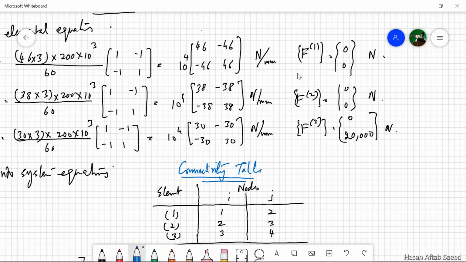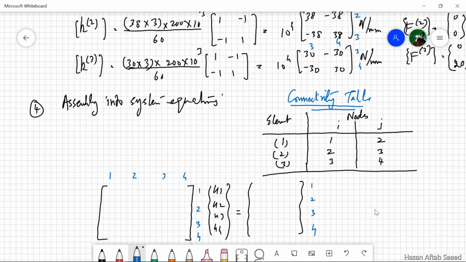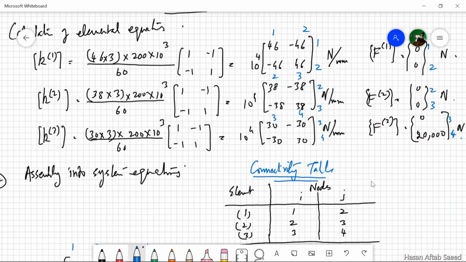Element 1, 1 and 2. So you write 1, 2, 1, 2, similarly 1, 2 here. Element 2, 2 and 3. So you write 2, 3, 2, 3, similarly 2, 3. Element 3, 3 and 4: 3, 4, 3, 4, 3, 4. And this is for the system matrix and vector. Now what remains is to bring these to where they belong in the system matrix. So 1 2 1 2, this position is called the 1 1 position, this is called 1 2, this is called 2 1, and this is 2 2.